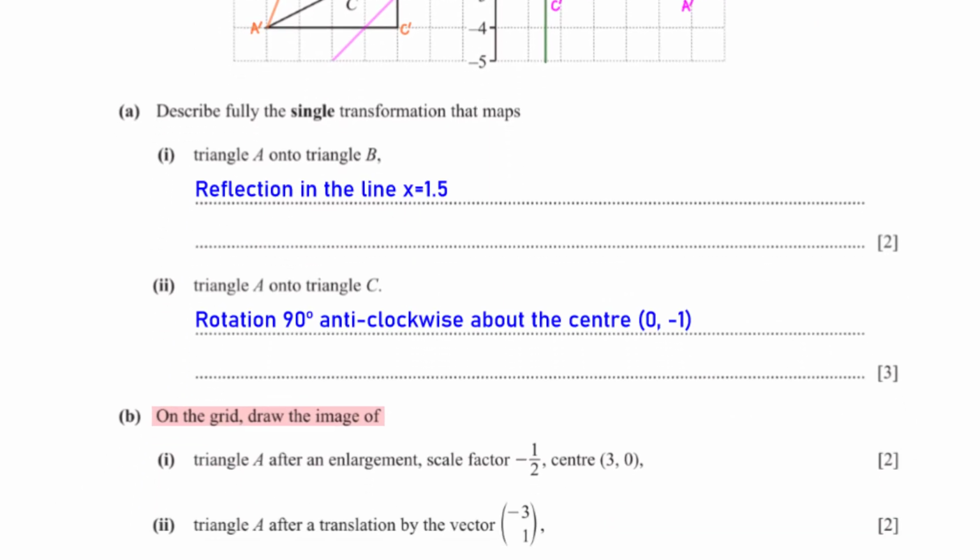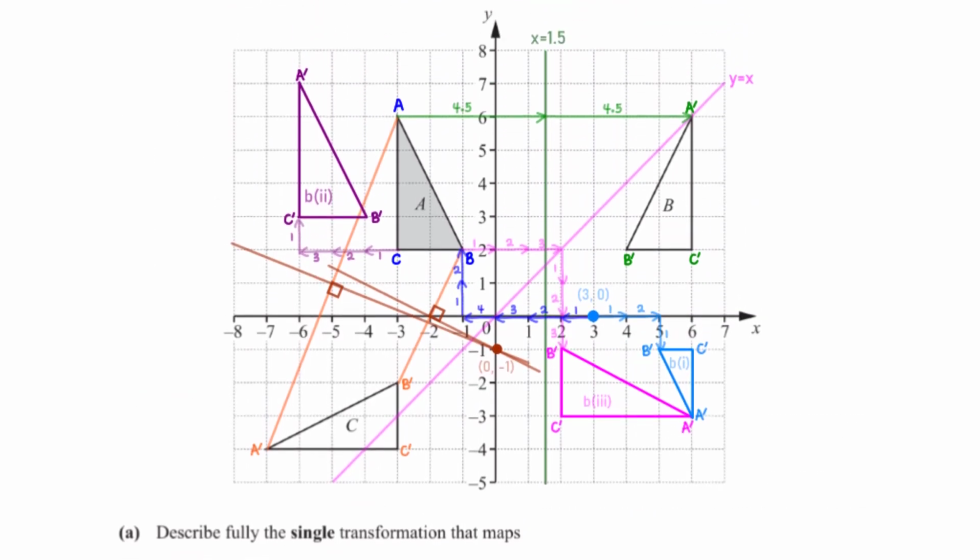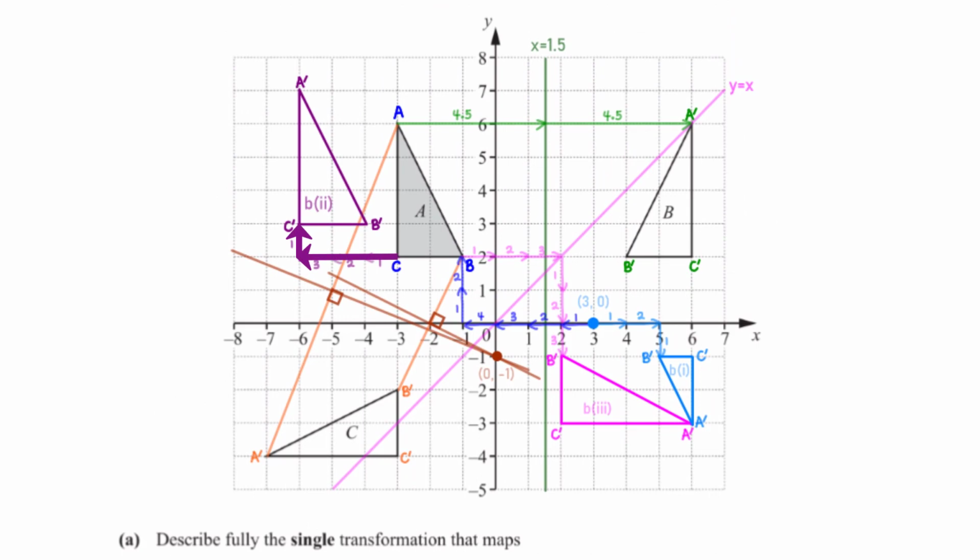On the grid, draw the image of triangle A after a translation by the vector (-3, 1). For this translation, the translation vector dictates that we move each of the vertices of triangle A 3 units to the left and 1 unit upwards. On the diagram, the movement for point C has been shown. After repeating the same process for all the other points as well, we are able to map out the translated image of triangle A.